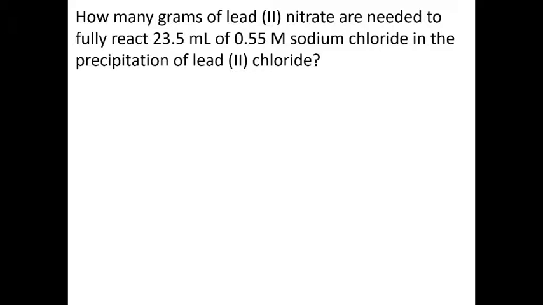So the first one on here says, how many grams of lead(II) nitrate are needed to fully react 23.5 milliliters of 0.55 molar sodium chloride in the precipitation of lead(II) chloride. Now this means I'm going to have to write a chemical reaction for this one. So my reactants are lead(II) nitrate and sodium chloride. And then that lead(II) chloride is one of my products.